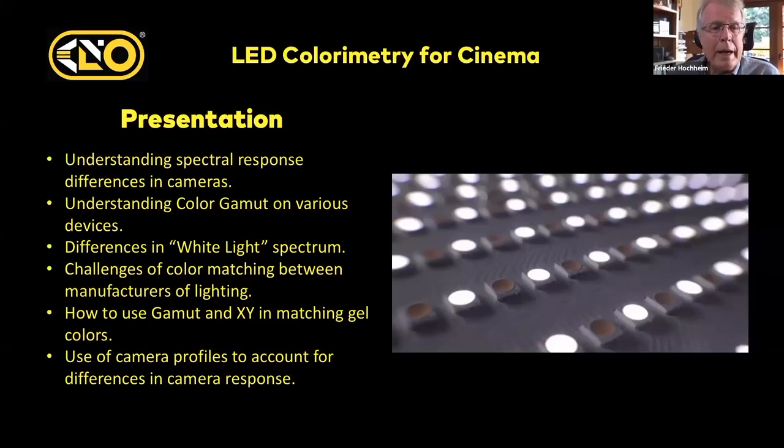I'm going to talk about white light spectrum. What is it? How is it different? I'll talk about the challenges that we all have as manufacturers of color matching between different manufacturers, and how you, as the end user, process those challenges. I'll talk about how to use Gamut and XY in matching gel colors, and I'll talk about the use of camera profiles to try to account for these differences in camera response.